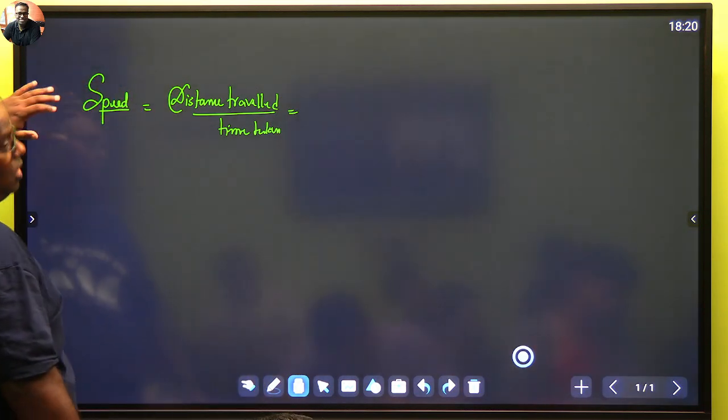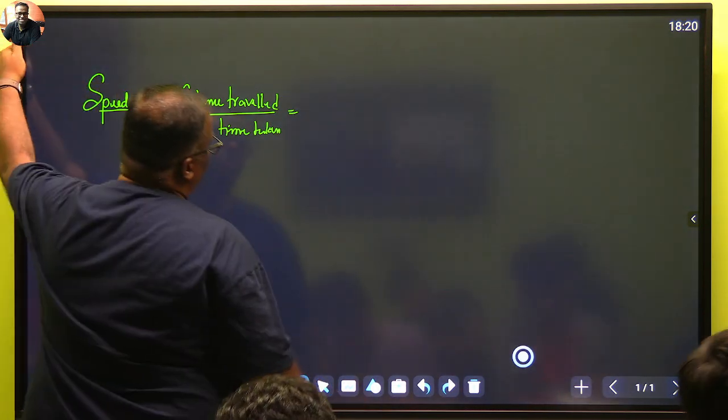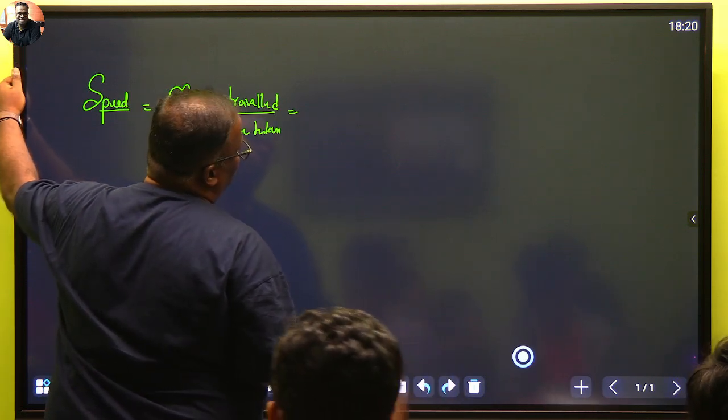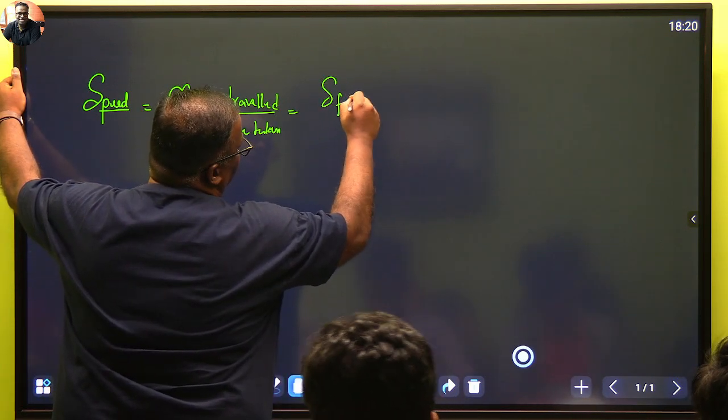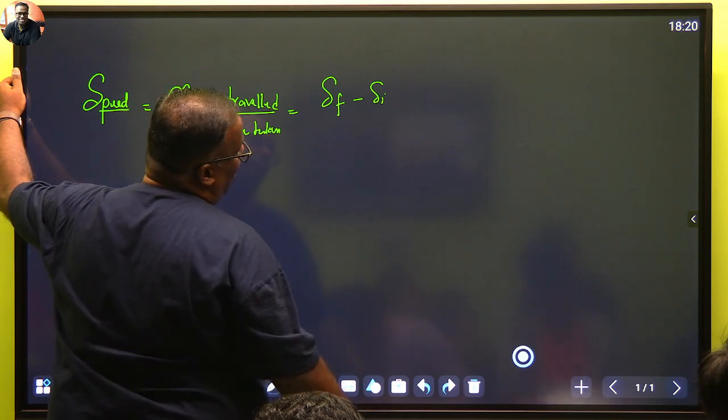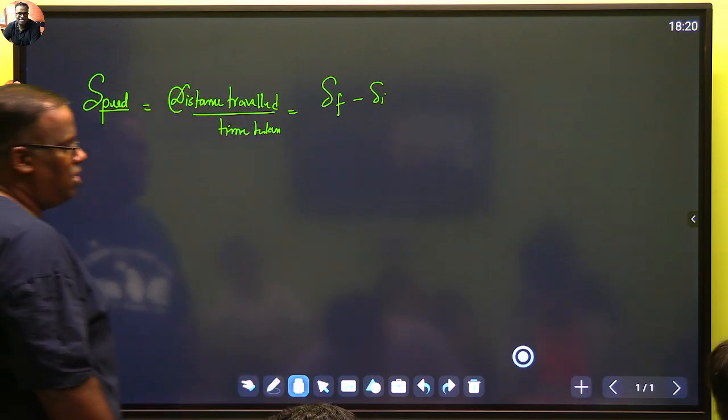ठीक है, तो हमारी भाषा में डिस्टेंस ट्रेवल मतलब ये पूरा चैप्टर कैसे हो रहा है, स्ट्रेट लाइन में हो रहा है। तो ऑल इन आवर चैप्टर डिस्टेंस ट्रेवल मींस द डिस्टेंस बिटवीन 2 पॉइंट्स। सो आई वुड से एस फाइनल माइनस एस इनिशियल। अगेन हाउ डिड यू से सर एस फाइनल माइनस एस इनिशियल?